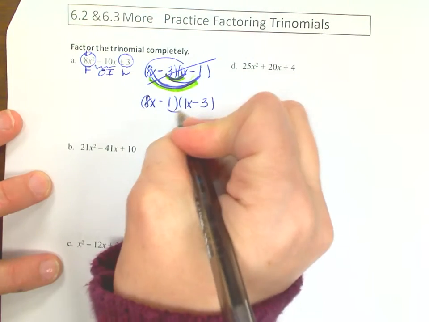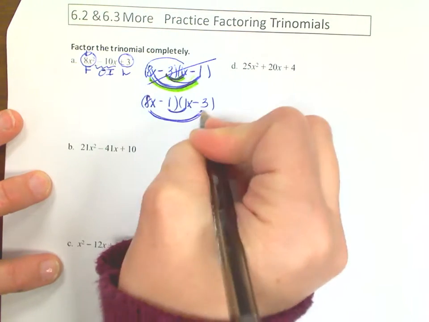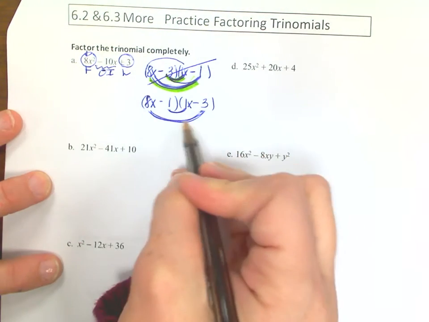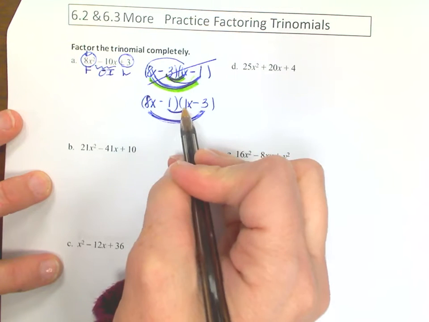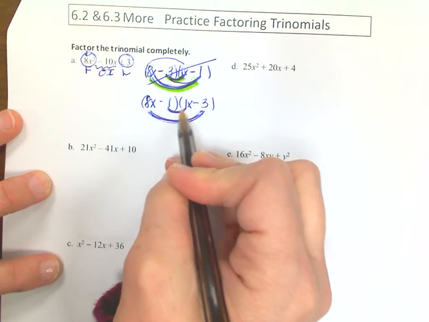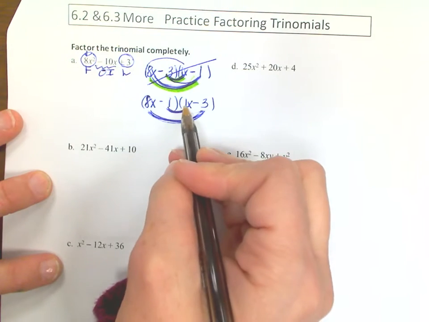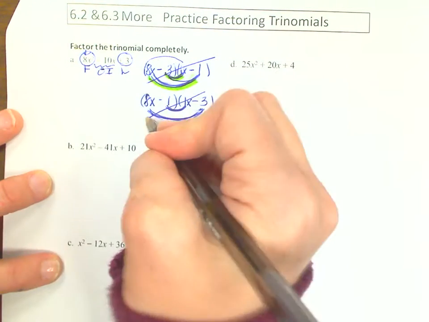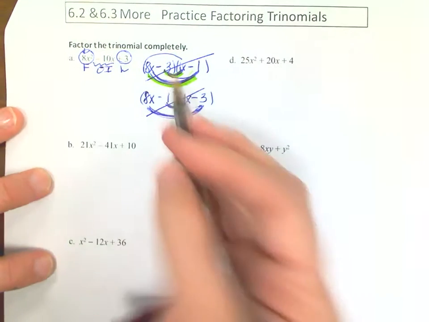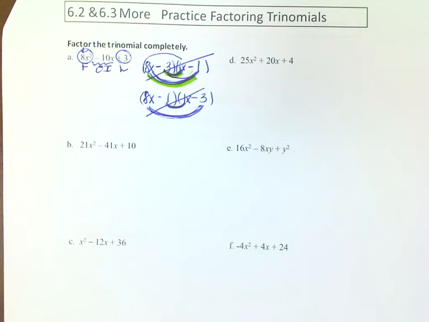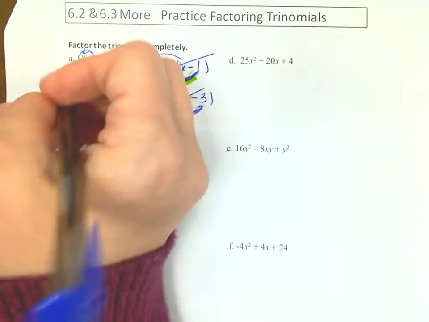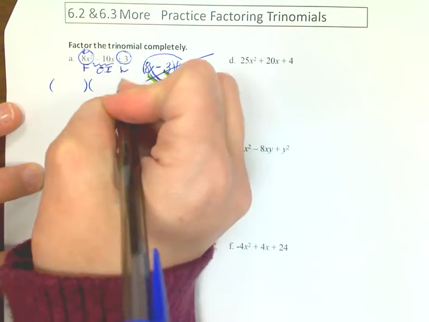We're going to again look at our inside and our outside right there. The outside terms makes negative 11, and right here, this makes negative 1. Negative 11 and negative 1 makes negative 12, so that's not going to work. So we've exhausted all the possibilities for 8x and 1x. So we're going to come over here and try some other factors of 8.